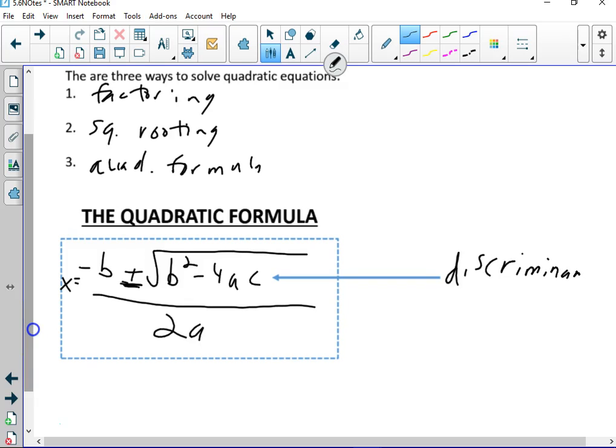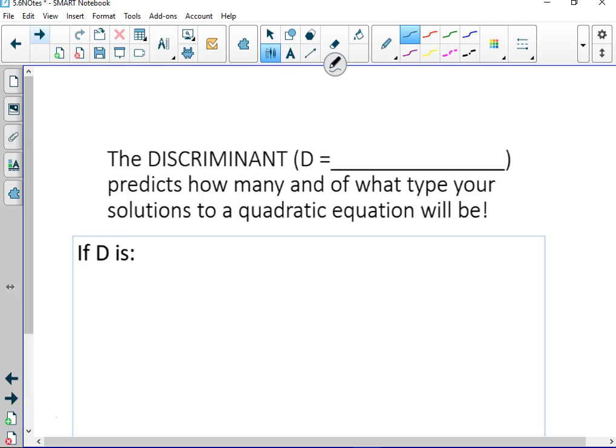which is right at the top of the thing, ain't that what you put under the radical in the calculator? Okay, so the discriminant is just this part, b squared minus 4ac. And it tells you how many different solutions there are.